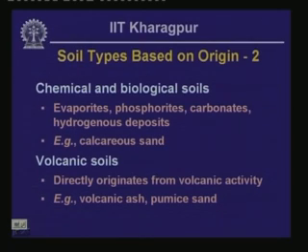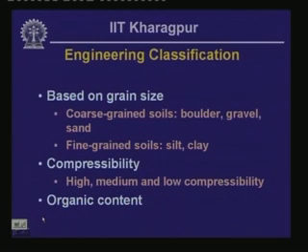And finally, you could have volcanic soils. Volcanic soils, as I mentioned, directly originate from volcanic activity, and examples of it include volcanic ash and sands composed of pumice grains. So these are the different types of classification of soils that you might get depending on the process of origination, or process how the soils actually originate.